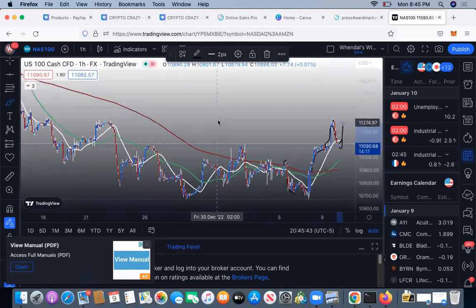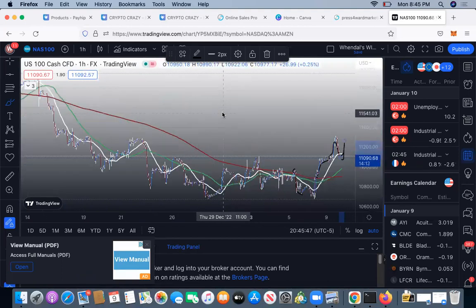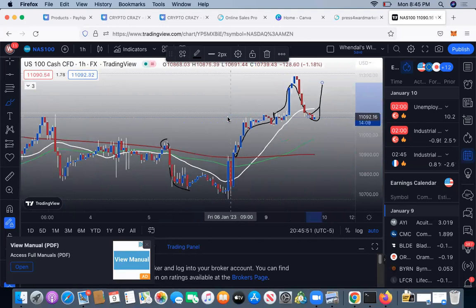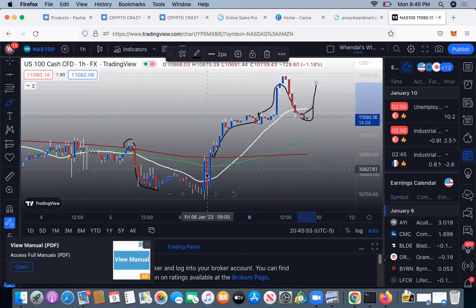And why I like to call it the 50 EMA is because that's pretty much halfway of a big move. So if a big move happens, that's more likely halfway of that big move. As you can see, this big move right here, if you look halfway, you see this green line right here. So that's why I call that the 50-yard line.